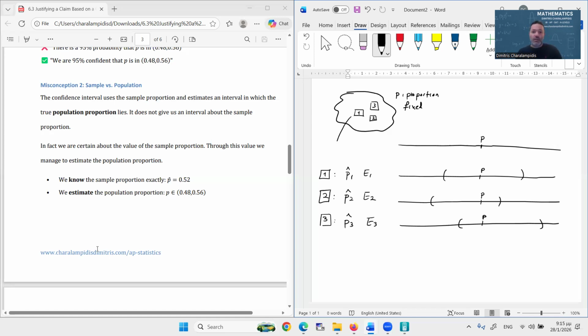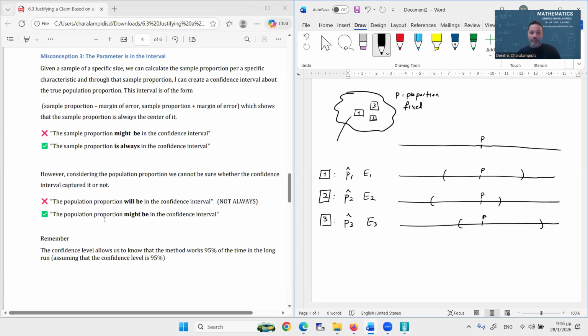It does not give us an interval about the sample proportion itself, because there is no need. From the sample, we are certain what the sample proportion is. We do not need to create any confidence interval about that. Because we are certain about the sample proportion, we create a confidence interval for the true population proportion.